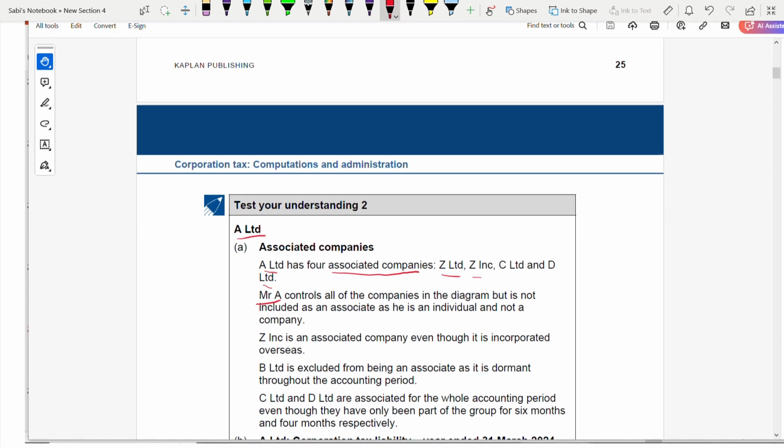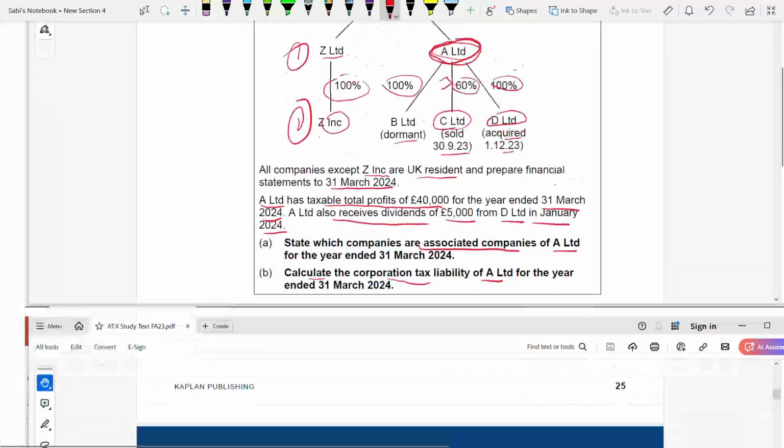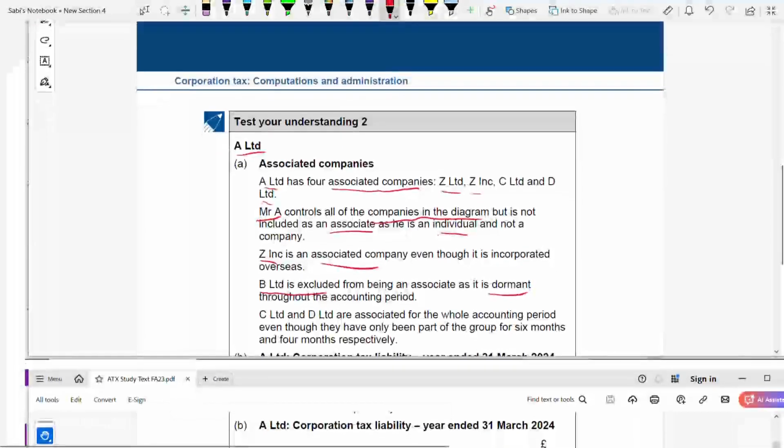Mr. A controls all of the companies in the diagram, but he will not be included as an associate because he's an individual, not a company. This you have to remember. Z Inc. is an overseas company, even though it is incorporated overseas, it's an associated company. And B will be excluded because it's dormant, and throughout the accounting period it was dormant. Otherwise, they will write the dates.